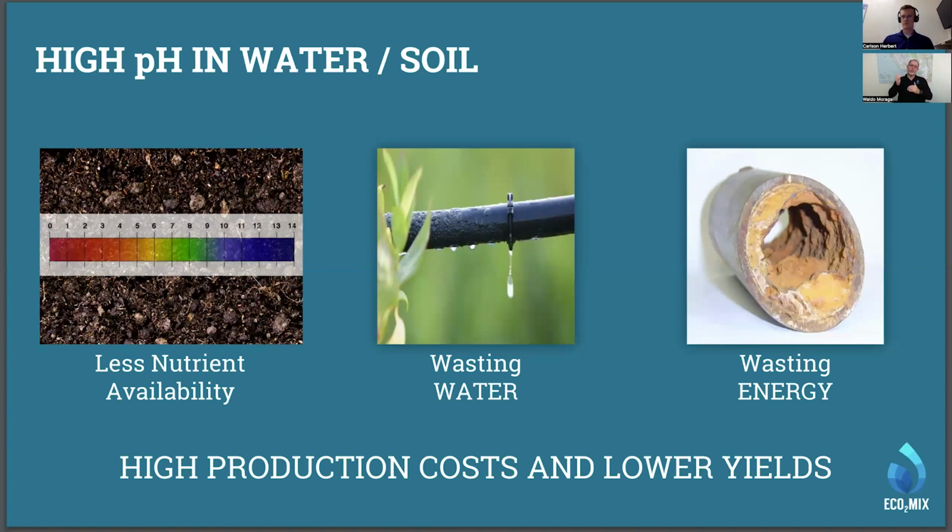Also, high water pH is responsible for clogged emitters because of scale, making water distribution a hassle. Uneven water distribution uniformity leads to waste of water. Some plants receive more water than others, increasing water and energy costs.